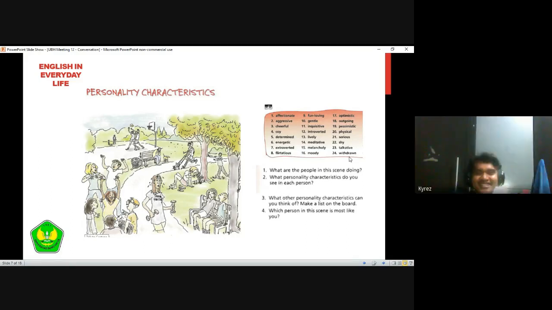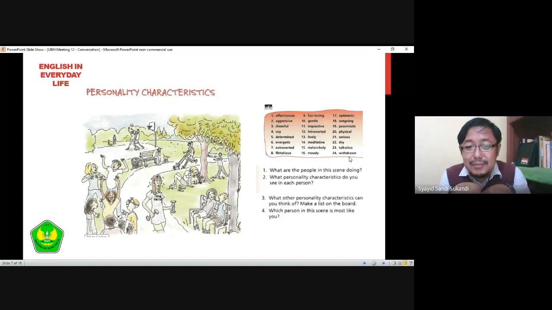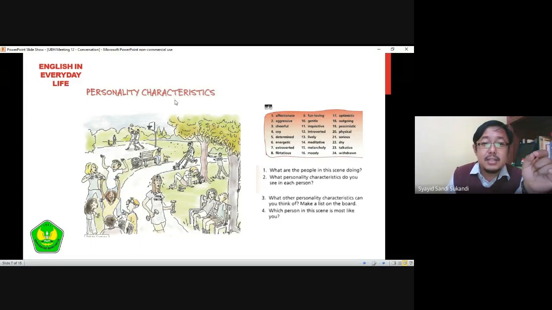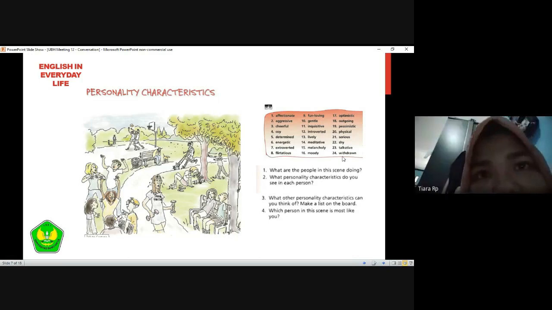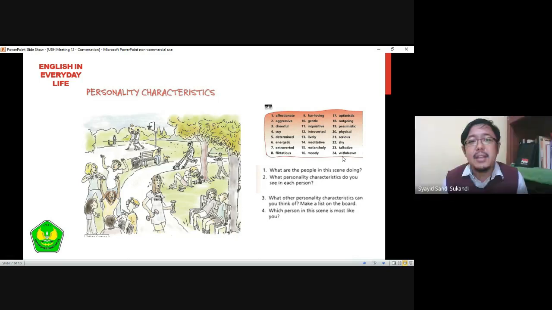Withdrawal. But if you use the word withdrawn with a personality characteristic, it means that someone is trying to hide away. Jadi dia, physically he or she is right in front of us, but somewhere he or she hides, withdrawn. Have you ever felt that? Kenapa merasa seperti itu? You withdraw yourself in front of this person.